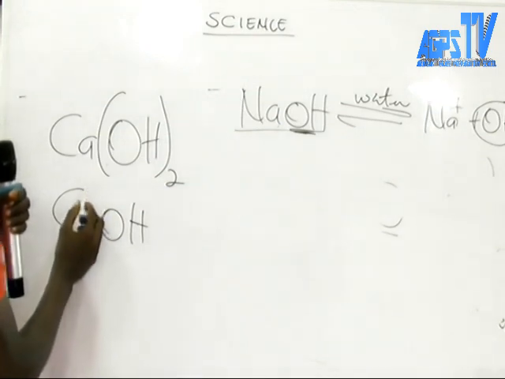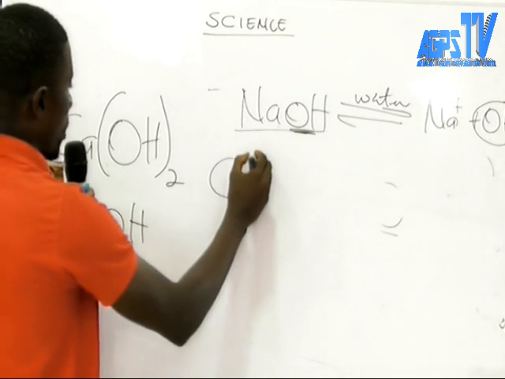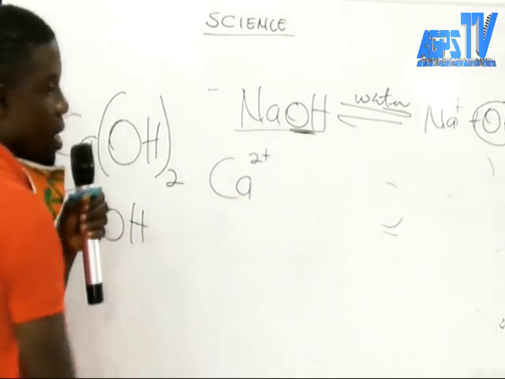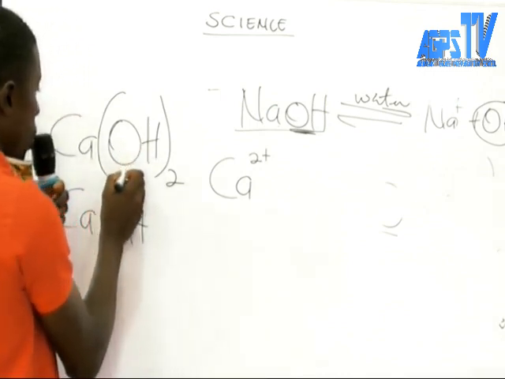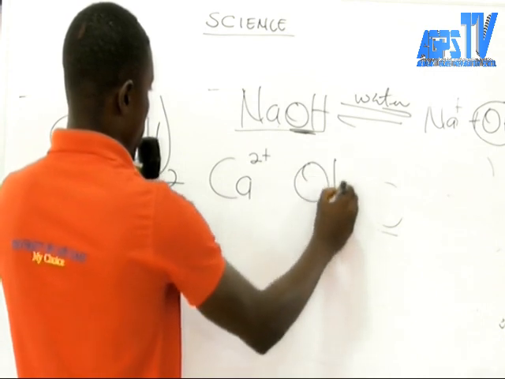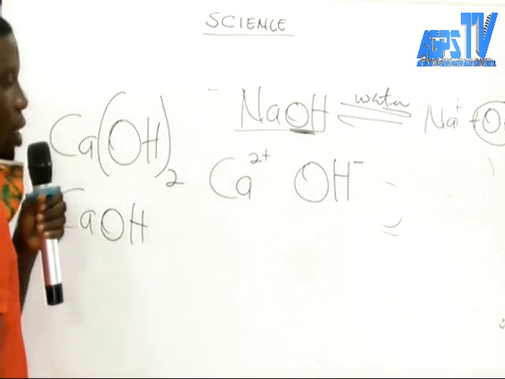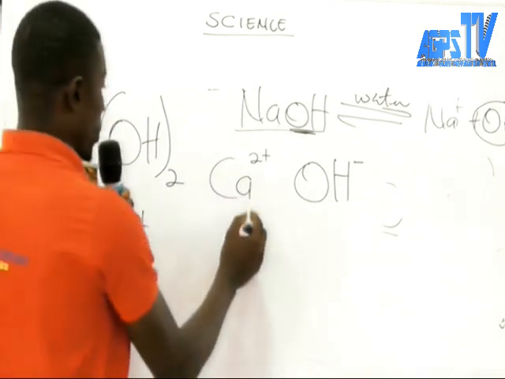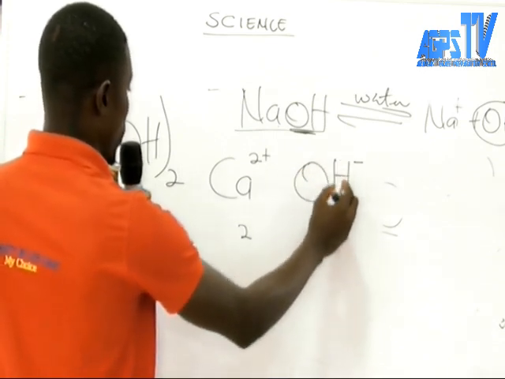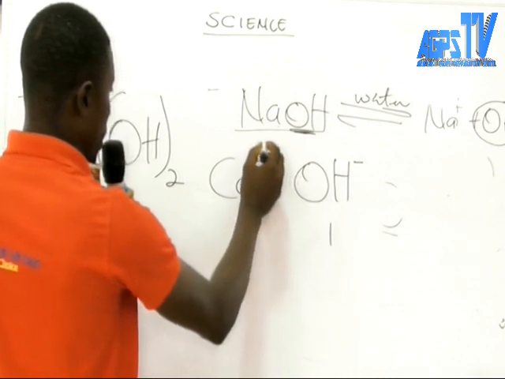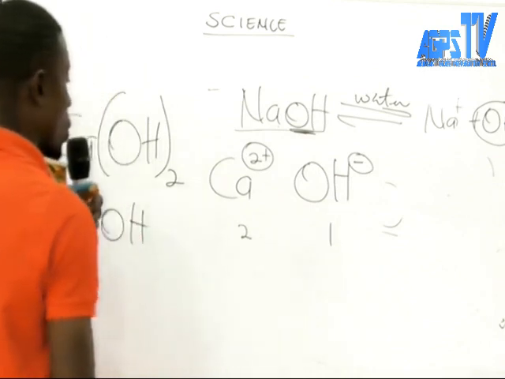Now, look at the valency of calcium. Here, this calcium has a charge of 2. And this OH has a charge of negative 1. So the valency of this calcium is 2, and the valency of this hydroxide ion is 1, because of their charges. We deduce a valency from the charge of the atom. So this one is simple.